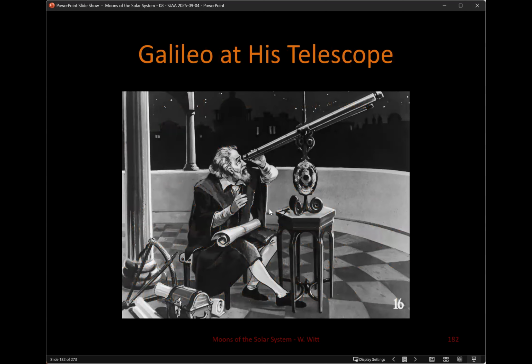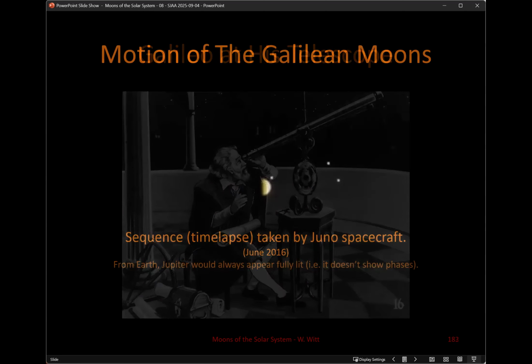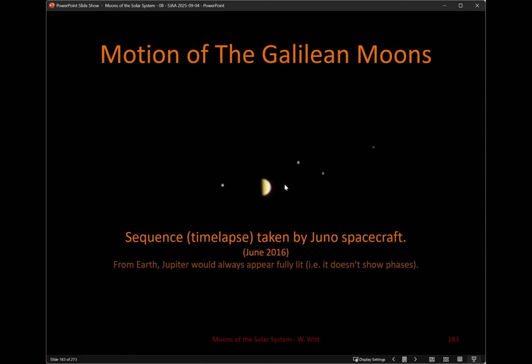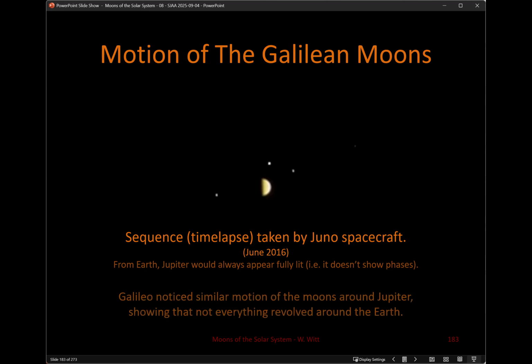Here's a rendering of him looking off at the sky doing what he was doing. And here's a time-lapse animation of looking at Jupiter and watching the moons. This was taken from a spacecraft, but Galileo would have seen something similar observing over a long time, with the Galilean moons orbiting Jupiter. This is what drove home the point that things definitely orbit, not just around Earth, but around other things. And so therefore, maybe the Earth is actually going around the sun.